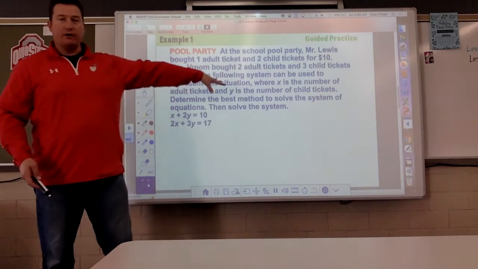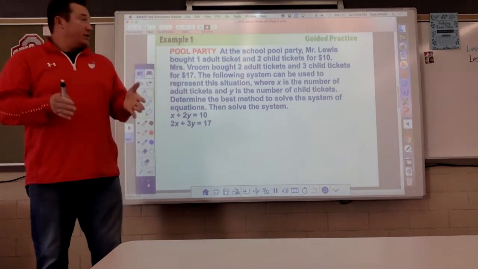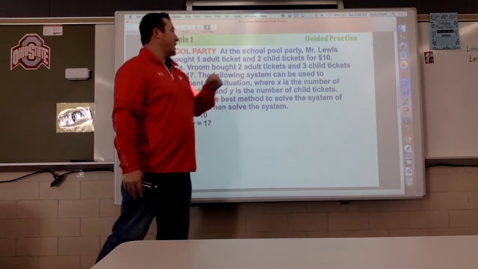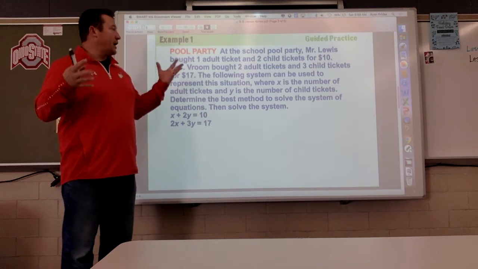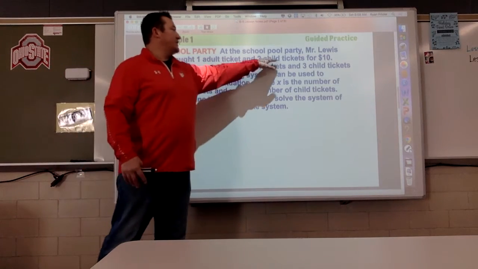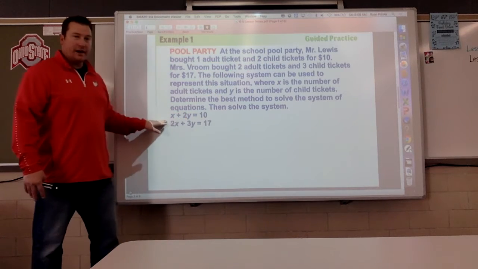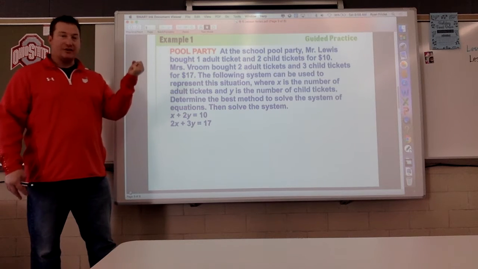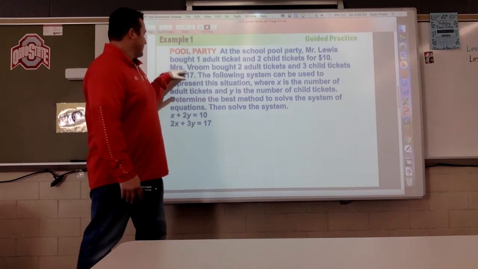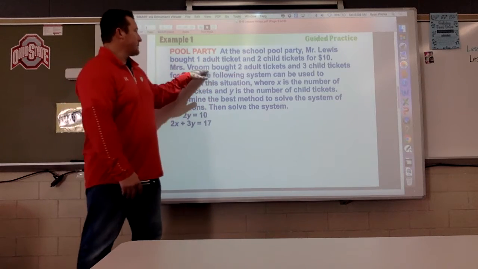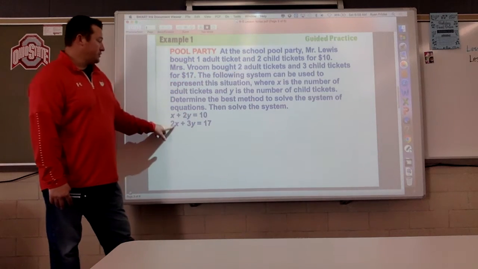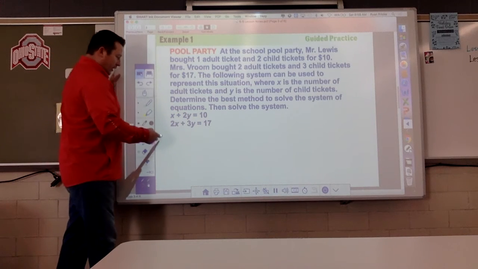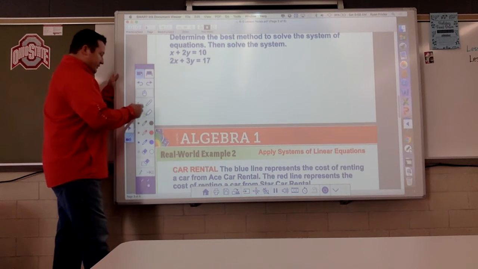So guys, let's just go ahead and read through this word problem here. Just another example of, okay, we're buying 2 different kinds of tickets. Adult tickets, child tickets, right? They cost different amounts, right? We bought 1 adult ticket and 2 child tickets for $10, right? That is how we would write that. 1 adult, 2 child. Again, don't know how much they cost. We add those 2 amounts together, we get $10. Mrs. Vroom, it's kind of a funny name, bought 2 adult and 3 child, 2 adult, 3 child for $17, okay? Best method for solving this.